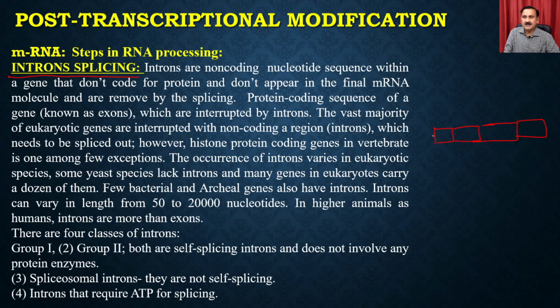But in the genes, some region of the gene is not coding for any kind of protein. So these non-coding sequences are called introns, whereas these coding sequences are called exons. So these are the coding sequences, and these are the non-coding sequences, right?